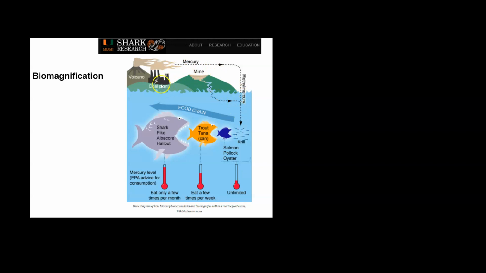aquatic systems. Natural, so looking at the geologic impact here, volcanoes can also release mercury. So this would be a naturally occurring geologic impact on an ecosystem that results in the biomagnification of a toxin.